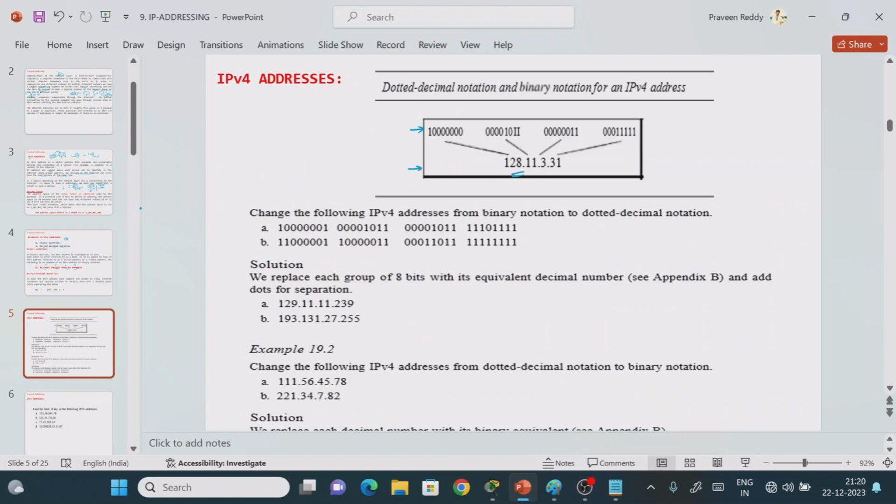So what is the meaning of dotted decimal notation? It means we have 4 octets, right? 4 into 8 is nothing but 32, right? After each octet we will have a dot. This is what we call dotted decimal notation, right? If you want to convert this binary number to a decimal number, you should know how to convert a binary number to the decimal number system. If you don't know, let me give the formula so that you will understand, right?